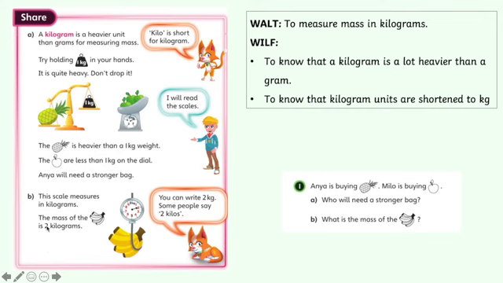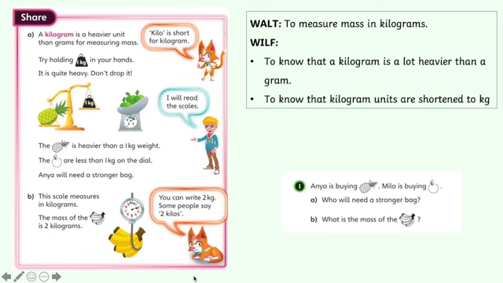What's the mass of the bananas? Well, the scale that we had measures in kilograms, and that's what that kg by the 0 means. So we need to count round, see where the arrow is. 1, 2. The arrow is on 2 kilograms, so the mass of the bananas is 2 kilograms.